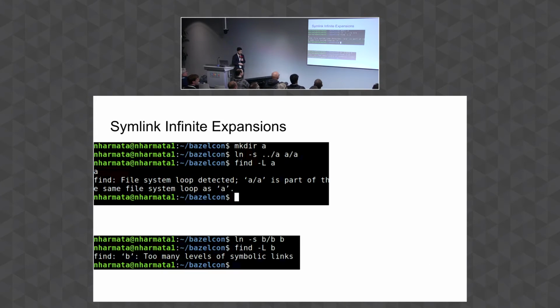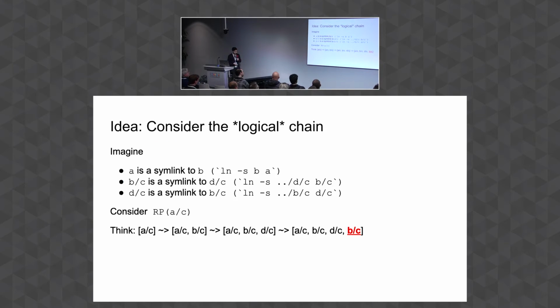There's also something called symlink infinite expansions. This is relevant if you're doing a recursive directory traversal. There are two flavors. The flavor on the top is when a descendant is a symlink to one of its ancestors. And the flavor on the bottom is when an ancestor is a symlink to one of its descendants. Naively, if you don't think about this and you're doing a recursive directory traversal, you're going to loop forever. The find bash command does handle this correctly, as you can see by these error messages. So we have to think of both of these things.